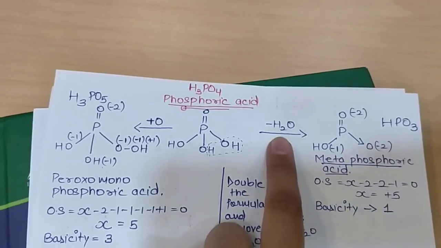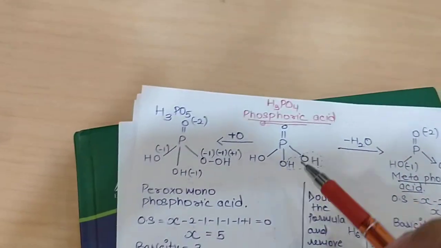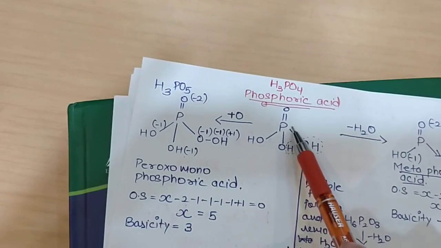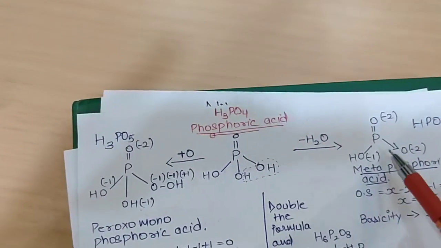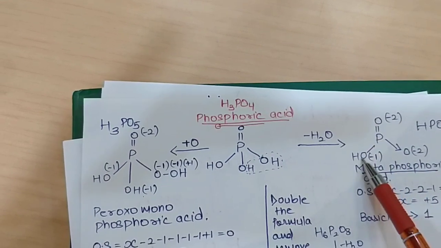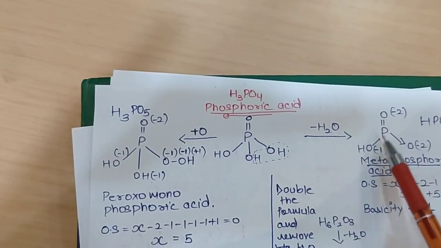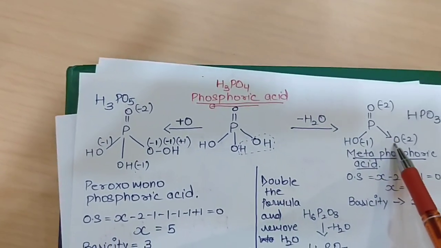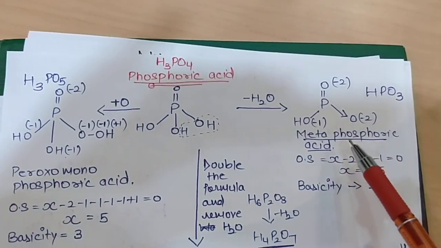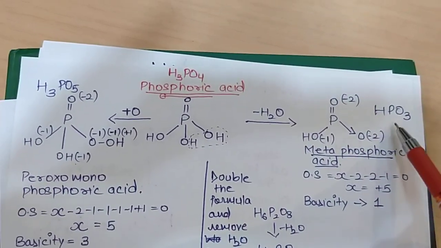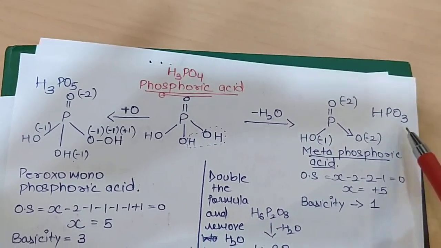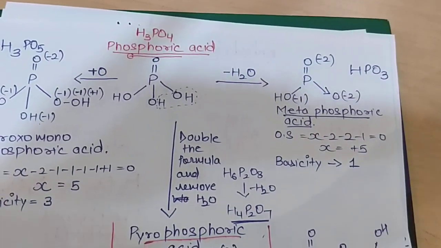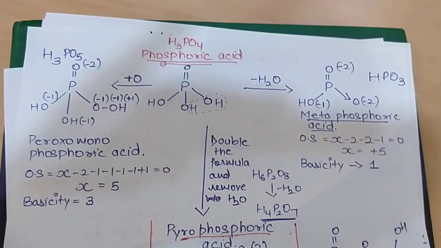So how will the water go? The water will go as one hydrogen from this group and the other OH group will completely go, and the formula will become P double bond O will remain there, one POH will remain there. These are the two mandatory things, and this oxygen will be present as a coordinate bond. So the structure will become this, and the formula will become HPO3, which is the formula for metaphosphoric acid. So this way prefix meta is introduced, that is metaphosphoric acid.